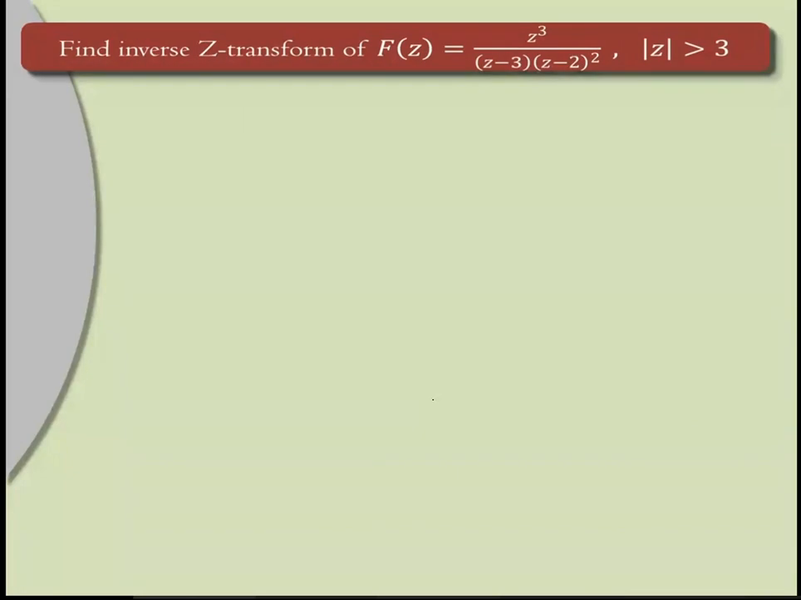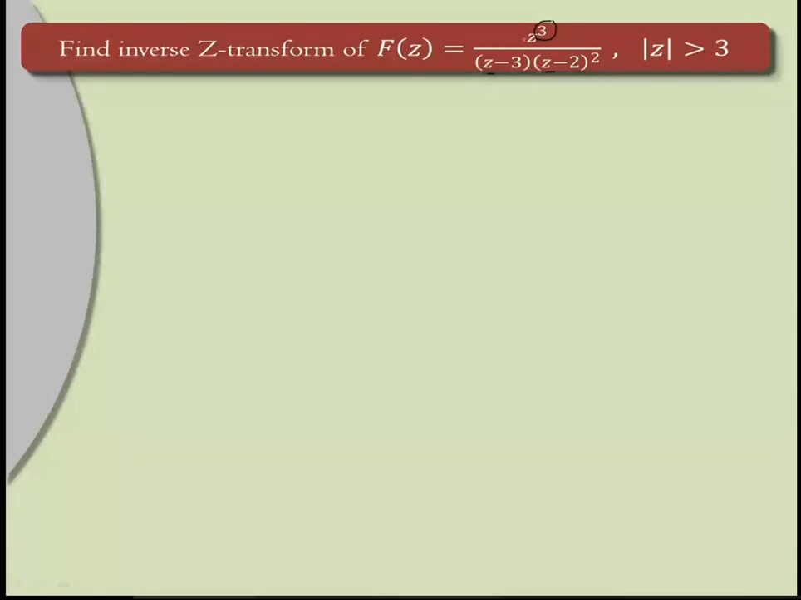And find the inverse z transform of F of z equal to z cube divided by z minus 3 into z minus 2 whole square, provided mod z greater than 3. Okay. Now, if we look at the numerator and denominator, the highest power in the numerator is 3. Here it is a single z, here it is a square of the term. So if we combine this, the highest power becomes 3. And when the powers of numerator and denominator are the same, we cannot directly use partial fractions. So in that case, we have to reduce the power of the numerator.